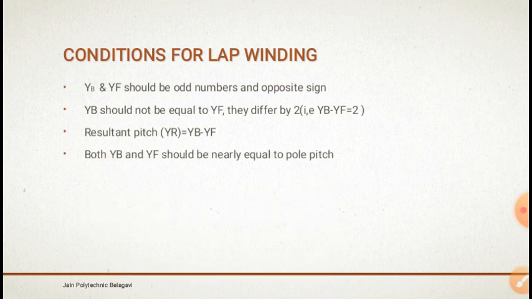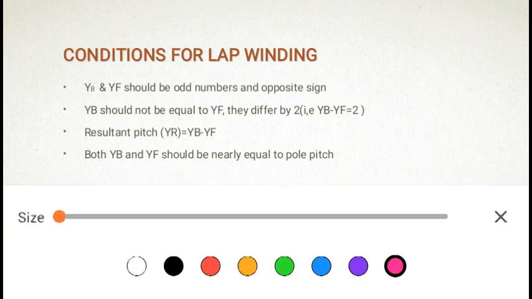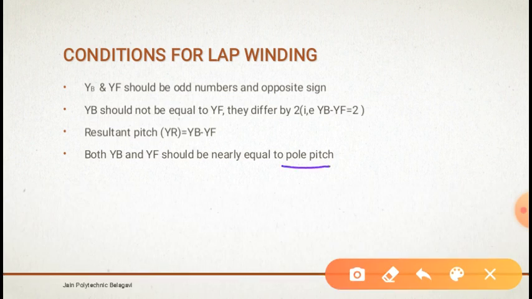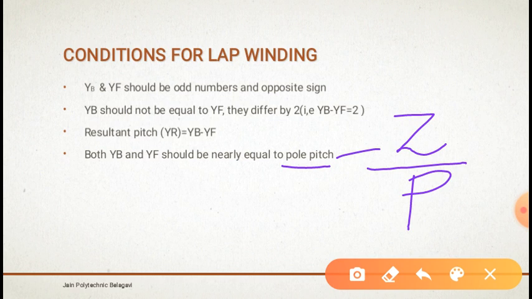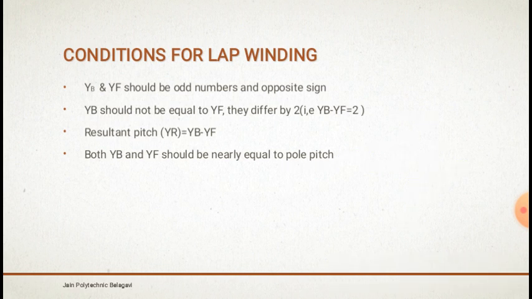Both YB and YF should be nearly equal to the pole pitch. What is the meaning of pole pitch? Pole pitch is nothing but the number of conductors per pole. If I consider 36 conductors and 4 poles, then under one pole 9 conductors will be lying. So it is called a pole pitch. How many conductors come under one pole is nothing but the pole pitch. So YB and YF should be nearly equal to the pole pitch.